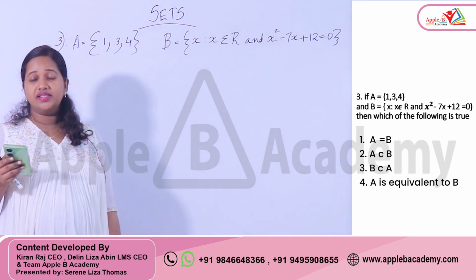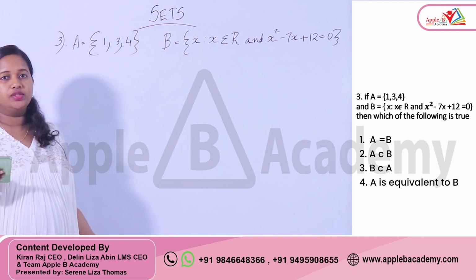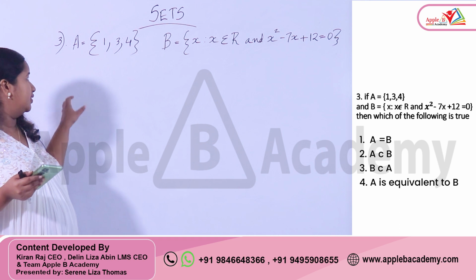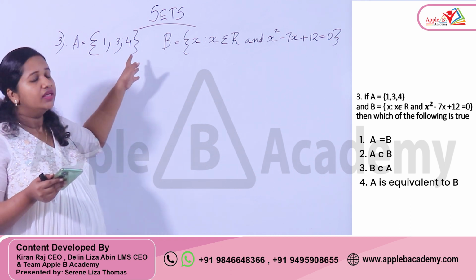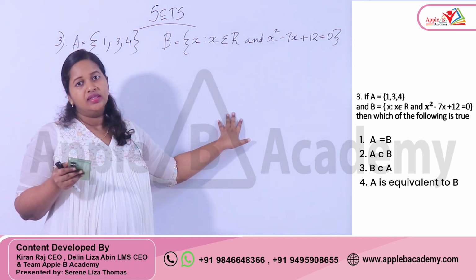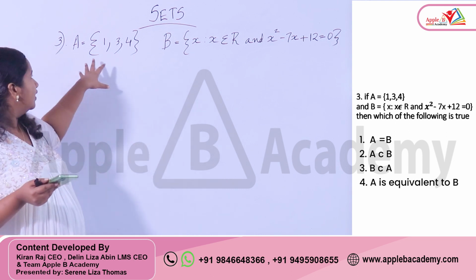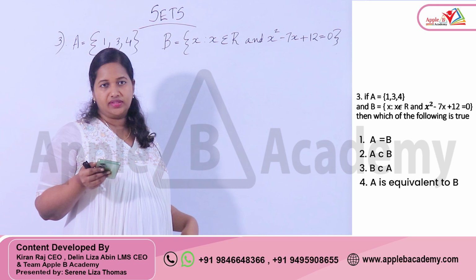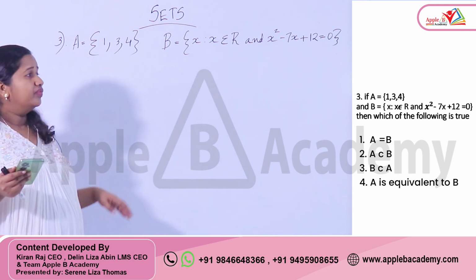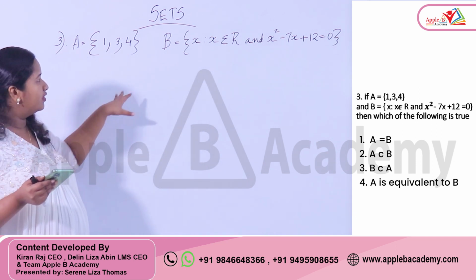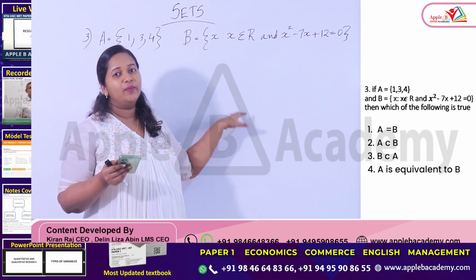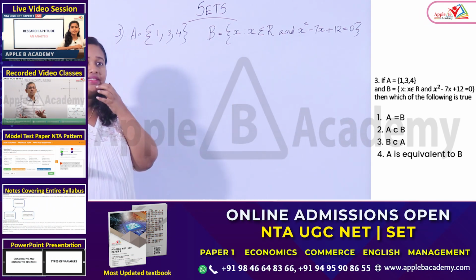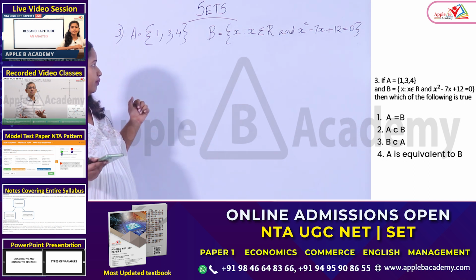And the last one is, A is equivalent to B. A is equivalent to B means the number of elements in A and the number of elements in B is the same. That means here you have 3 elements, so B will also have 3 elements. Okay. So in order to check this, first we need to find the elements in B. Here a condition is given, but we need to find what are the elements in B.